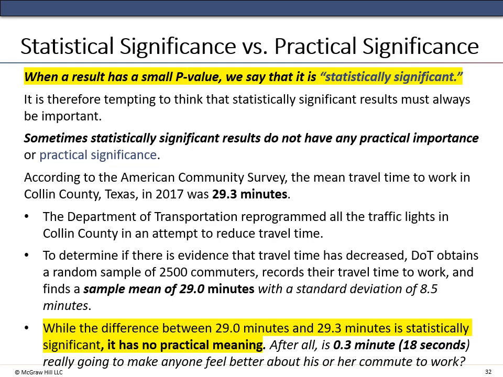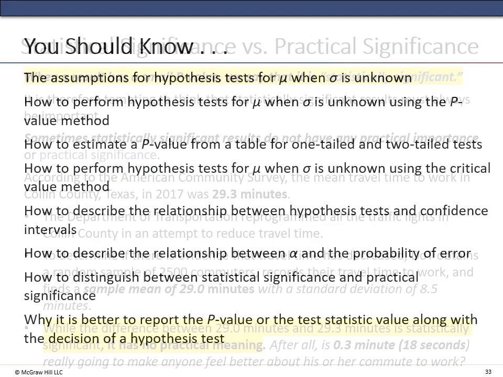What does that mean? Well, think about it. How much is 0.3 minutes? That's 18 seconds. Is anyone going to be really happy that their commute was shorter by 18 seconds? So while it is statistically significant, it is not practically significant. Saving 18 seconds on my commute to work, it's not helping me a lot. All right.